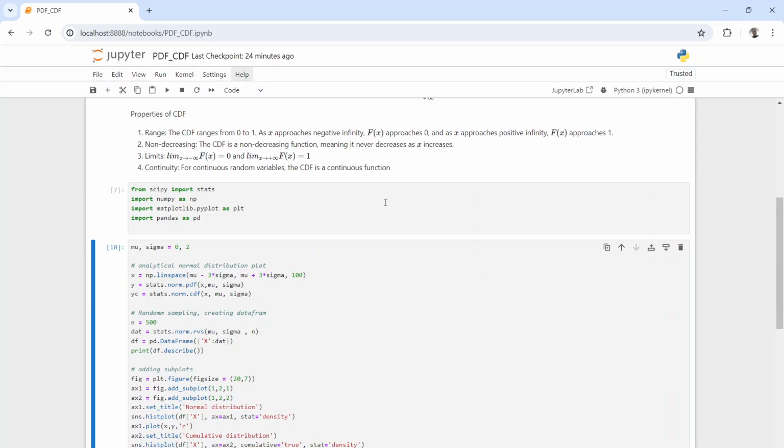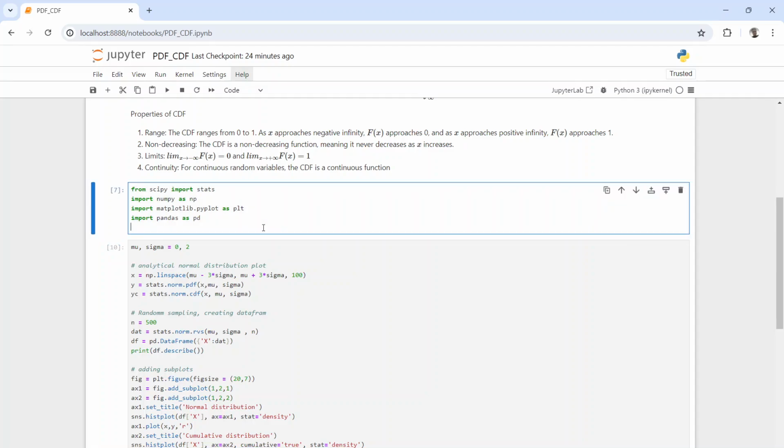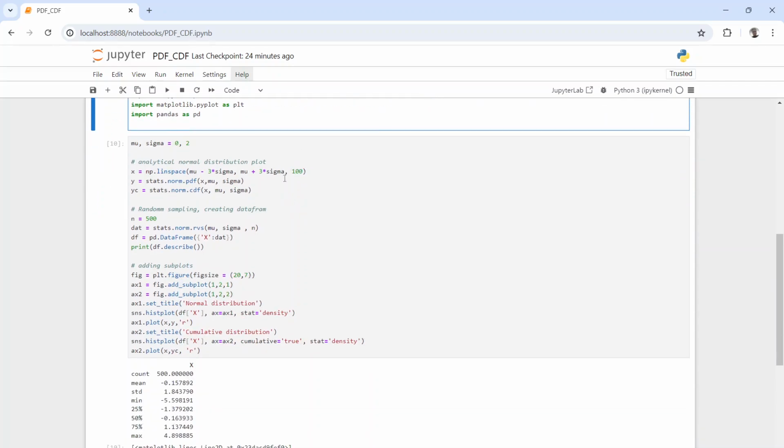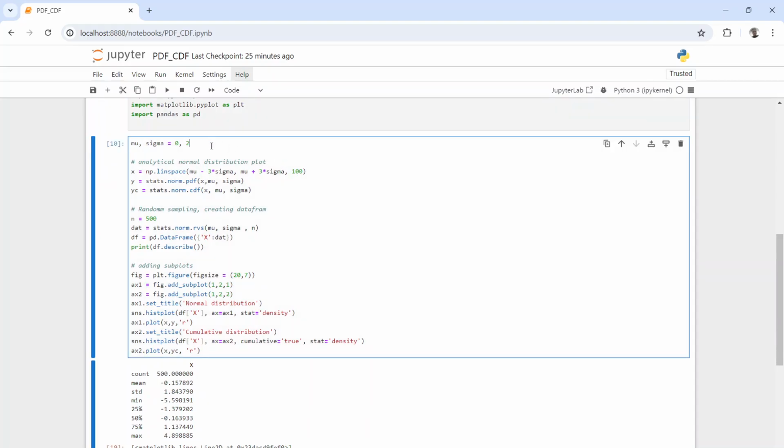Now let's talk about how it can be plotted using Python. The first four lines are used for loading the modules. So we are importing SciPy, NumPy, Matplotlib and pandas. Here, mu is the mean and sigma is the standard deviation. We have taken mu to be 0 and sigma to be 2.